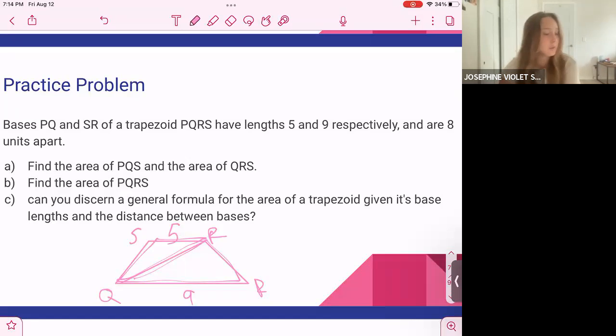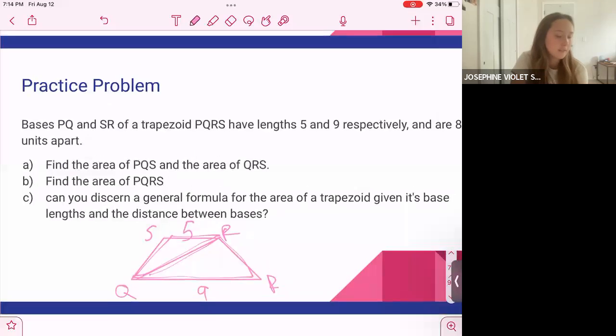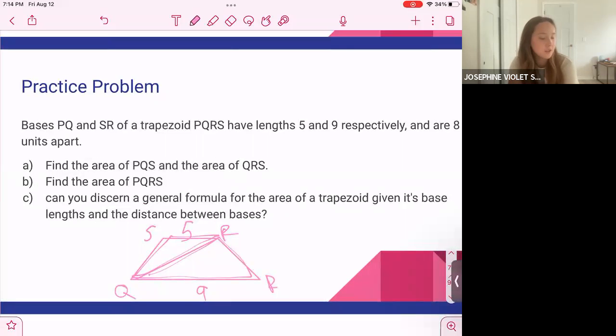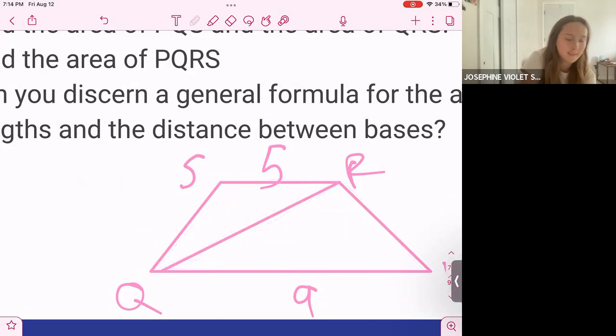Okay, so I think I'm going to walk us through this together. And if you guys have any thoughts, please shout them out or send them in the chat. Okay, so we're given some information. We know that this is a trapezoid, PQRS. And we know that the lengths of the two sides are 5 and 9, the two bases. We also know that the two bases are 8 units apart. So this is getting like a messy drawing. So, okay. We know that this distance right here is going to be around 8 units.